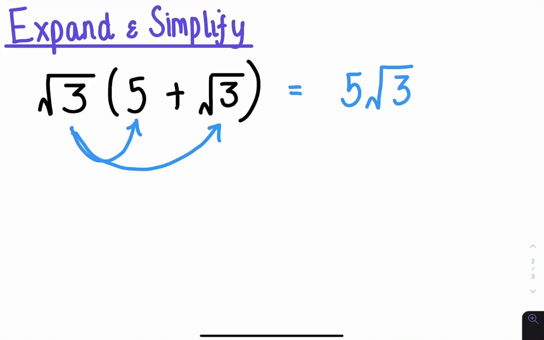And then root 3 times root 3 just gives you plus 3. And that's your final answer. You simplified it. Remember, because when you multiply a surd by itself, you just get the number inside the root. Let's go to the next one.